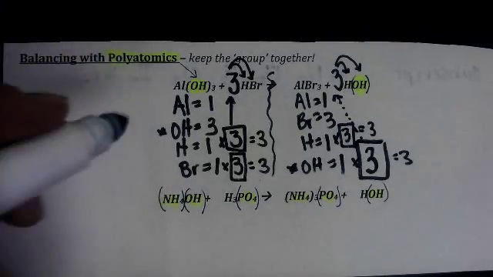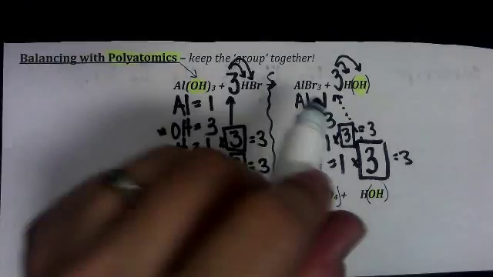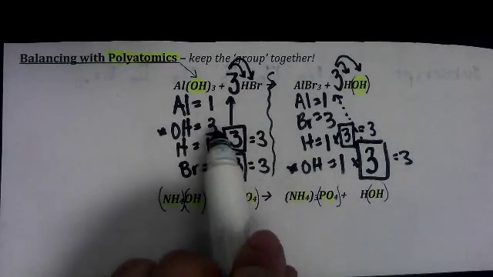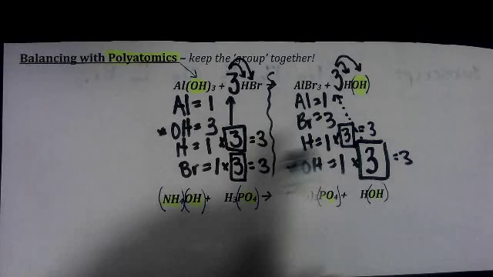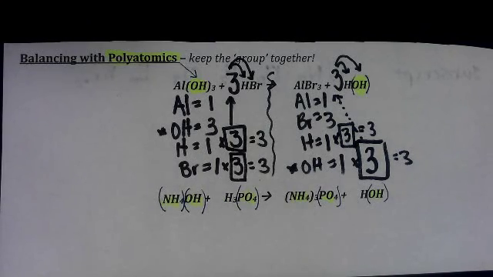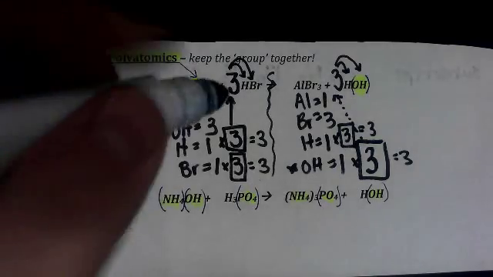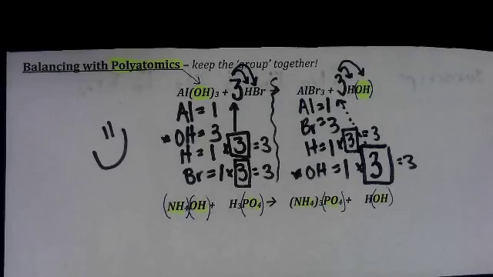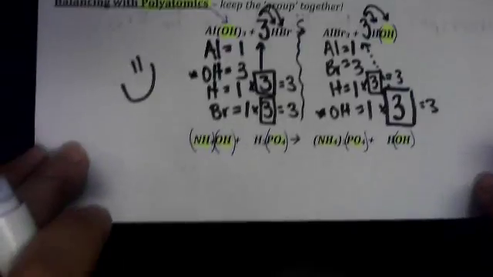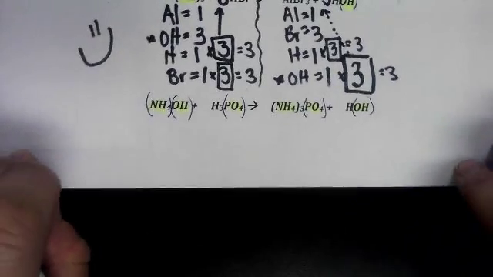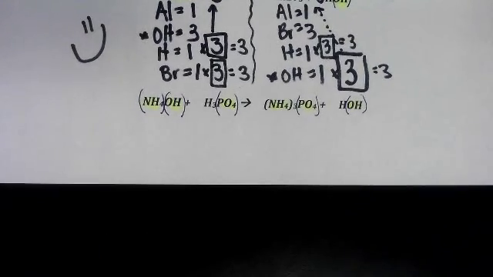And we're going to check and see if we need to balance anything else. Aluminums are 1. OH, 3 and 3. H, 3 and 3. Bromine, 3 and 3. This equation is balanced. Let's try the next one. I want you to pause the video and complete your atom inventory.